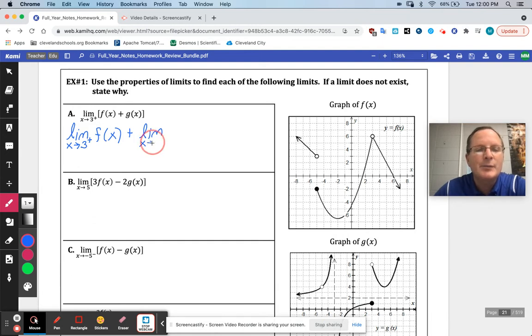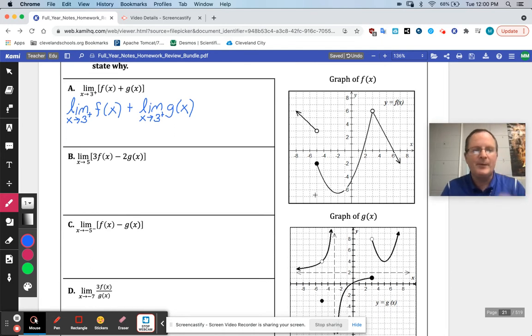All right, plus the limit as x approaches 3 from the right of g of x. Now, as long as both of these exist, we're good to go. All right, so I'm going to take a look at the graphs. I've got both graphs over here to the right. f of x is on top, g of x is on the bottom. So 3 from the right. All right, so over here, I'm approaching 3.